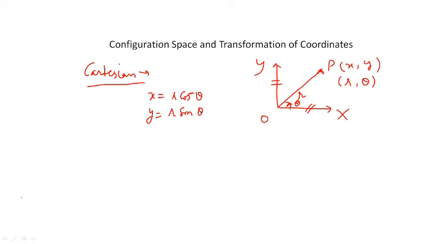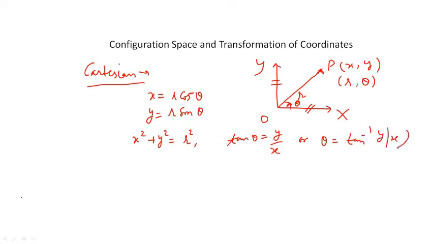Here the other relation which you can have is x square plus y square is equal to r square, and tan theta is equal to y upon x, or theta is equal to tan inverse y upon x.